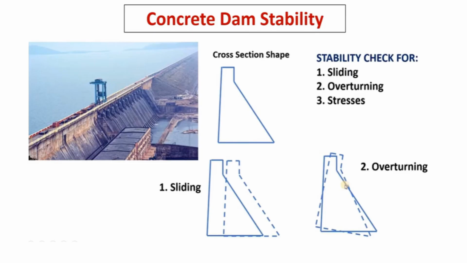In overturning condition, we check resisting moments and overturning moments to see the dam is not overturned, as shown here. Further, we also check the stresses at various points at the base. This will help in identifying the places where tension is being developed or compressive stresses are more than the limits.